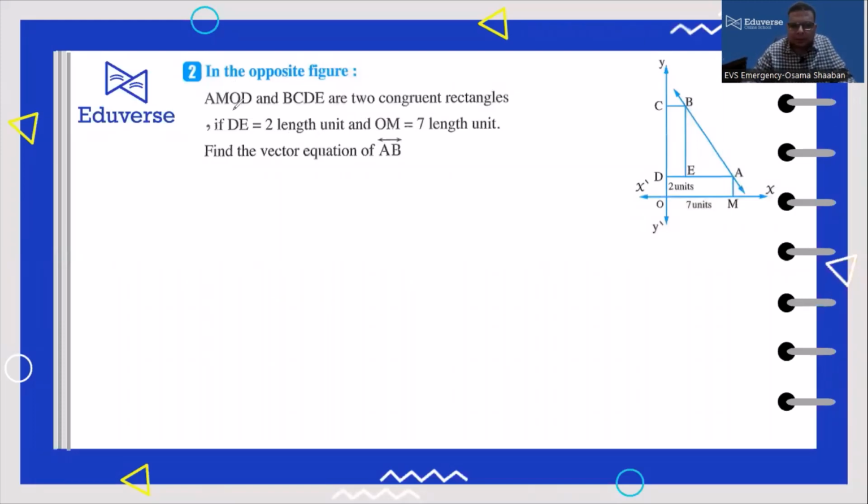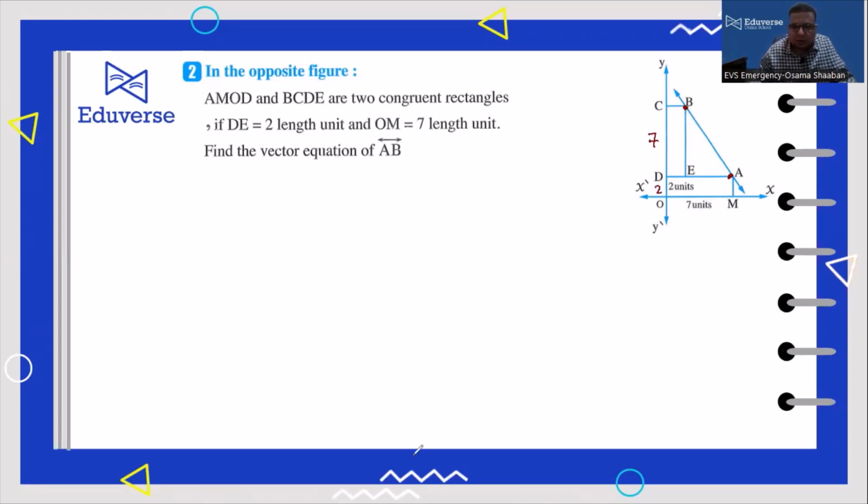Number 2 here, AMOD and BCDE are two congruent rectangles. So this rectangle is congruent with that rectangle. DE is 2 centimeters or 2 units, and OM is 7 units. I need the vector equation of the straight line AB. Okay, I need to know the 2 points here, A and B. Okay, this DE equals DO because they are congruent. So the length and the width are congruent. So this is also 7, and like DE is 2, DO is 2 also.